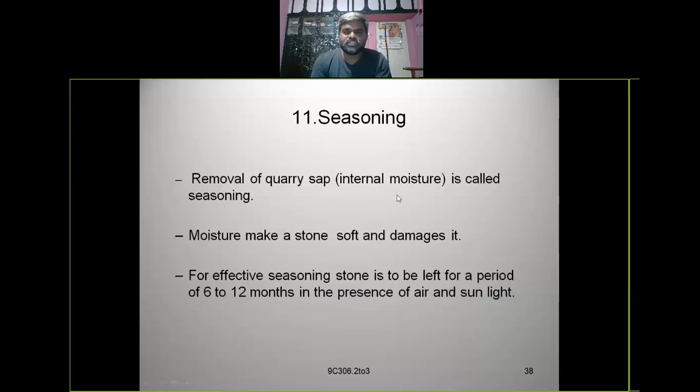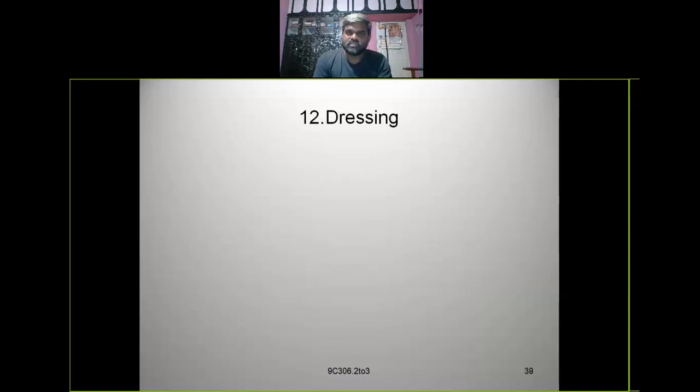Moisture makes a stone soft and damages it, right? So for effective seasoning, stone is to be left for a period of 6 to 12 months in the presence of air and sunlight, right? The natural moisture contained in the stone should be removed, right? Moisture makes the stone soft and it may be damaged.